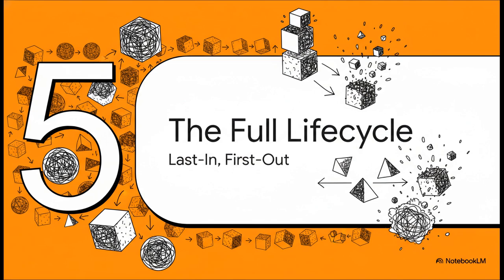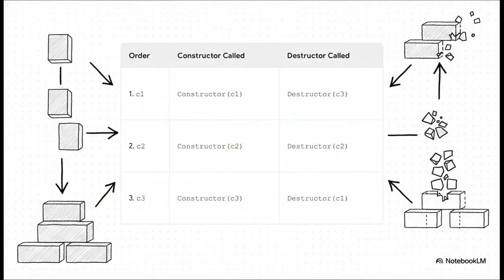Okay, let's put it all together now. Let's see what happens when we have multiple objects living and dying inside our program. Now, I want you to pay close attention to the order here. The objects get constructed sequentially, just like you'd expect. C1 is created, then C2, then C3. But now look at the destructor column. They're destroyed in the exact reverse order. C3 goes first, then C2, and finally C1. This is a fundamental principle, and it's known as last in, first out.